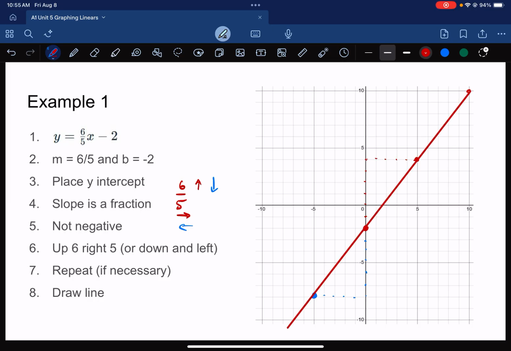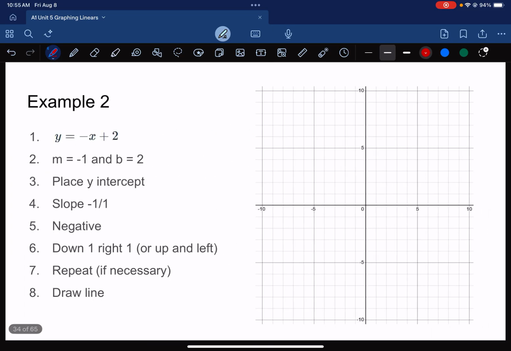And there we go. Nice arrowheads. Those lines go on forever. Okay. All right. Example 2.